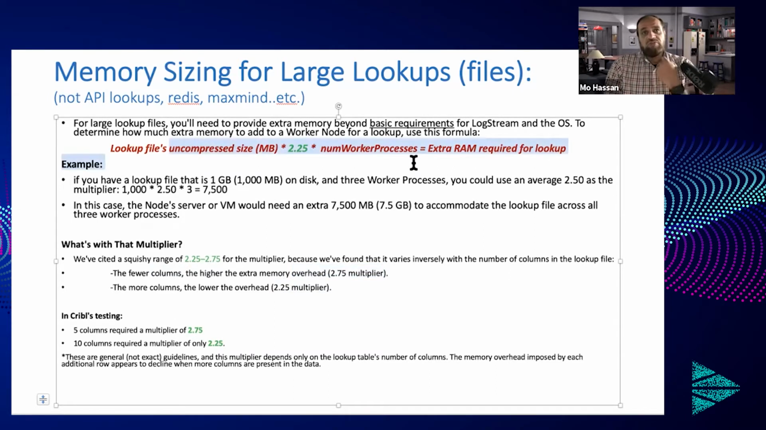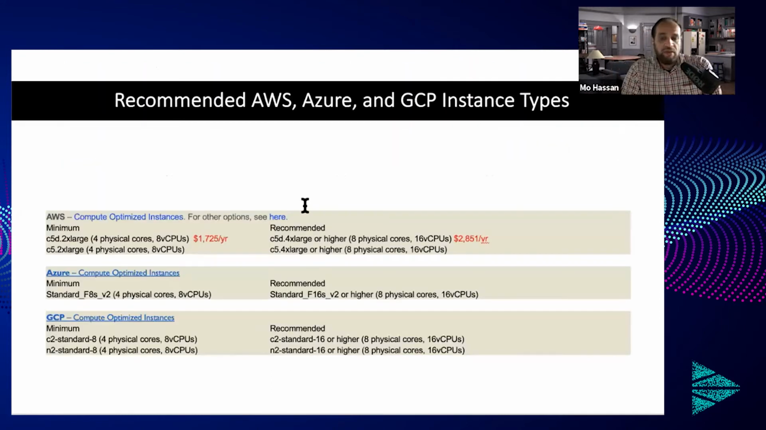If a customer knows ahead of time that, yes, I need to use 3 lookup files and 1 gig each or 100 gig each, we can accommodate that scenario and say, yeah, we need X amount of memory extra beside the default.